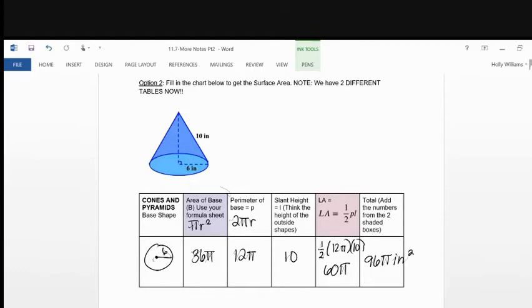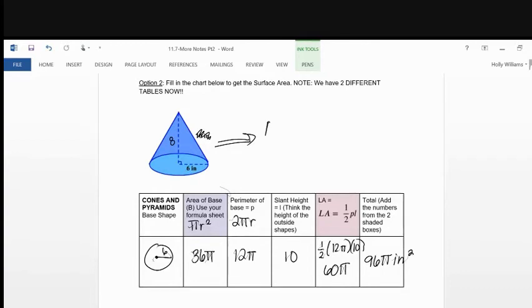Things I want to point out. It does seem a little bit easier, just a little bit less calculations because you only have one base instead of two. But I want to point out this. What if I had not given you 10 and I'd given you that this was 8? Yes or no, do we have the slant height there? No. So what theorem could we use to find the slant height?